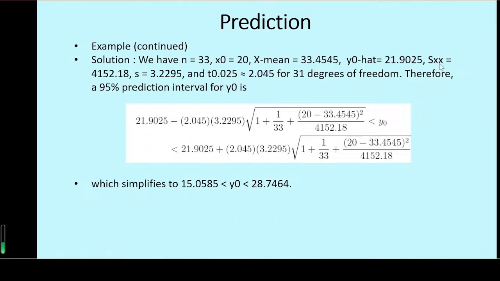If you want to know how to calculate Sxx, x bar, and s, you can check the other videos in the playlist. We have details about these notions in linear regression. Just check the recent videos in this playlist. And t half alpha is 2.045 for 31 degrees of freedom. So a 95% prediction interval for y0 is between these two bounds. So we get the result of about 15 to 28.